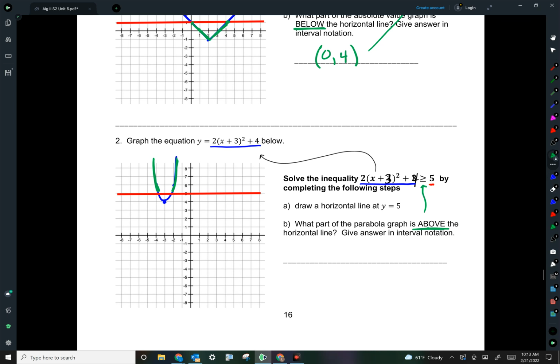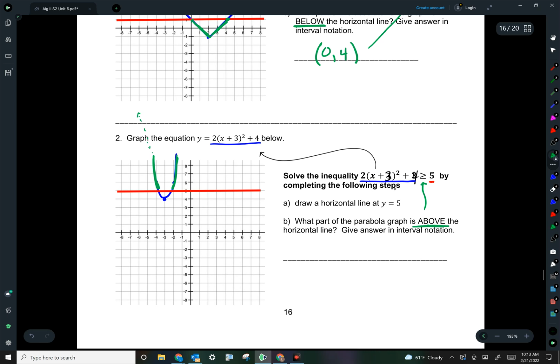So since there's 2 parts, we have to write 2 intervals. And since this parabola keeps moving to the left, even though we don't see it, I'm going to say from negative infinity up to, and then this x value right here is negative 4. And because of that equal to up there, I'm going to use a bracket on the negative 4. Remember, we always use parentheses on infinities.